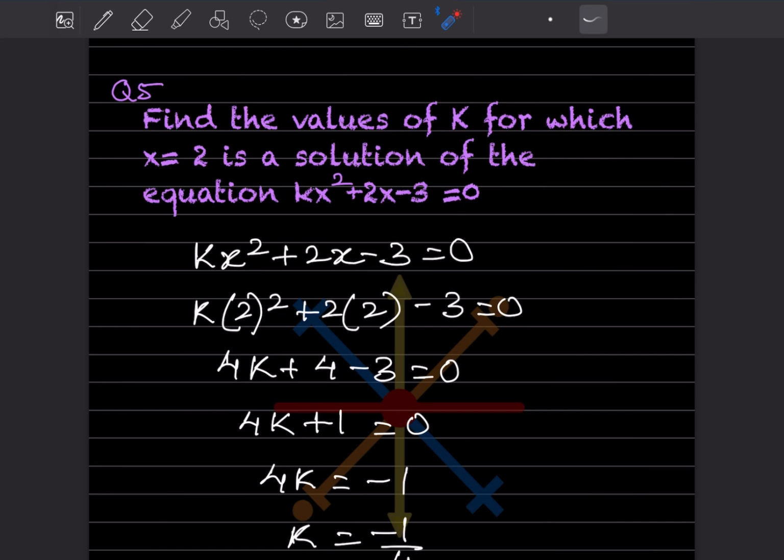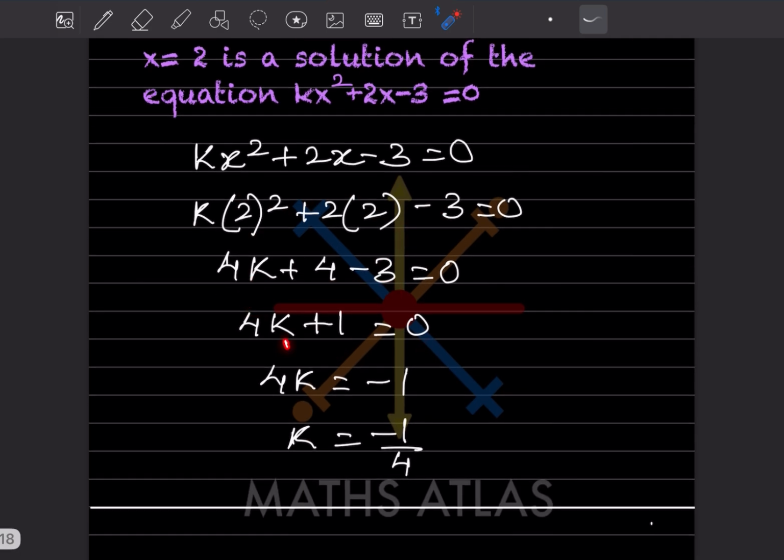Find the value of k for which x is equal to 2 is a solution of the equation kx square plus 2x minus 3 is equal to 0. So the same equation is written over here, and we have to find the value of k. So now what will you do? x is equal to 2. We'll put wherever you see x. Rest all is the same. So now this is going to be 4 into k means 4k. This will be plus 4. This is the same, is equal to 0. So 4k plus 4 minus 3 means plus 1 is equal to 0. So 4k will be, if you take plus 1 on this side, that is going to be minus 1. So k is going to be minus 1. This is multiplication, so 4 will get divided. So the value of k is minus 1 by 4.